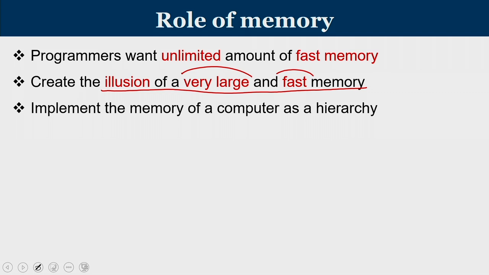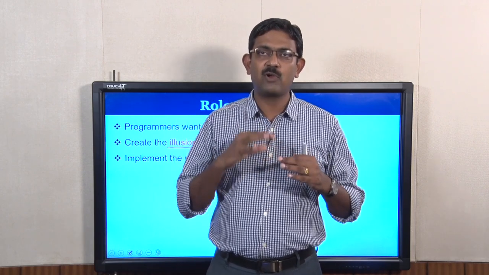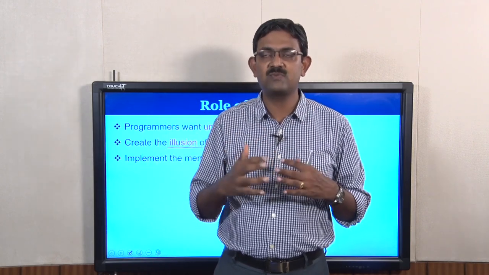Here we have to understand what we mean by a hierarchy. Hierarchy means we have different levels of memory, different types of memory. Each memory has its own property in terms of speed, total storage, and the number of reads or writes that you can do. Considering all these aspects, memories of different properties are stacked one after another, and then the processor accesses these memories based upon its requirement.